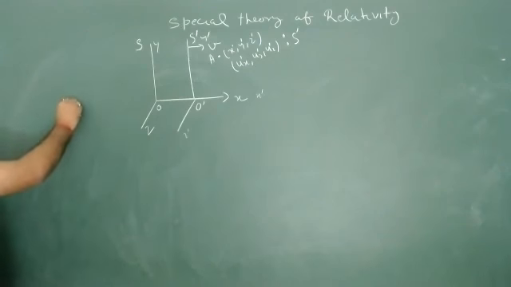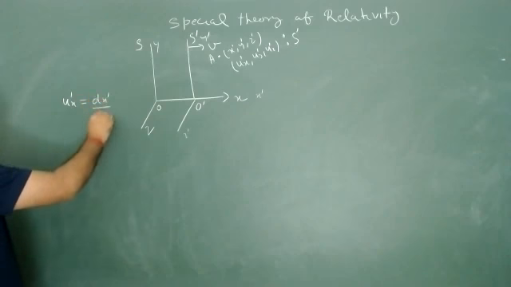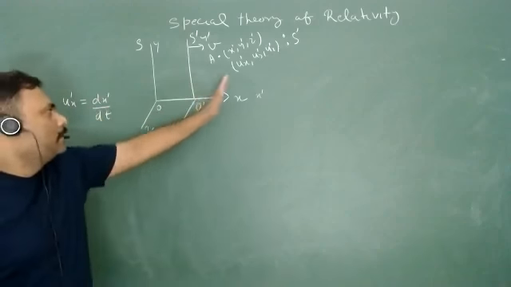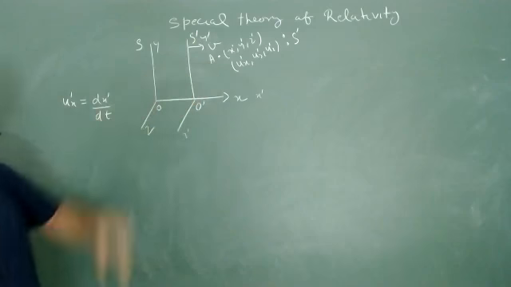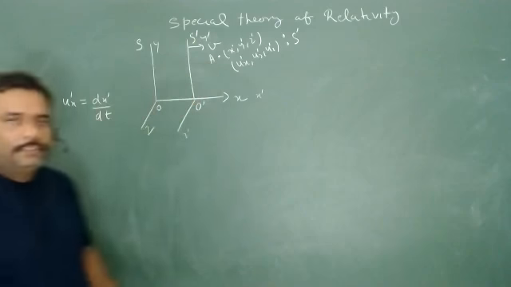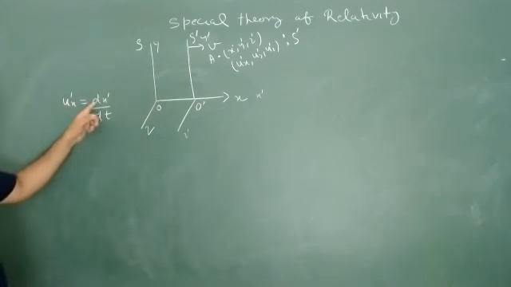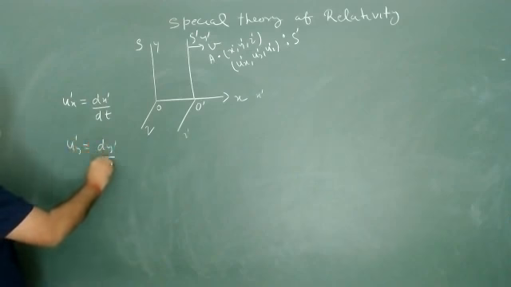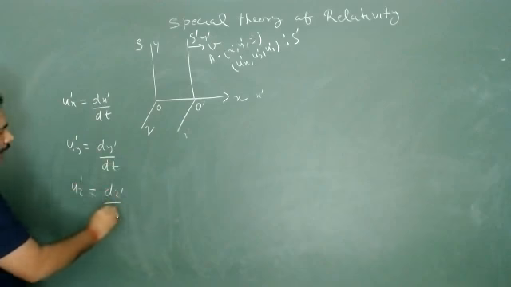Velocity with respect to S'. What is ux dash? Ux dash is nothing but dx dash upon dt, the change in distance with respect to this origin by time. Time will be the same for both S and S dash for the Galilean purpose. But obviously for the Lorentz purpose, it is going to change. So ux dash is equal to dx dash upon dt. Uy dash is equal to dy dash upon dt. This is the definition. Uz dash is equal to dz dash upon dt.